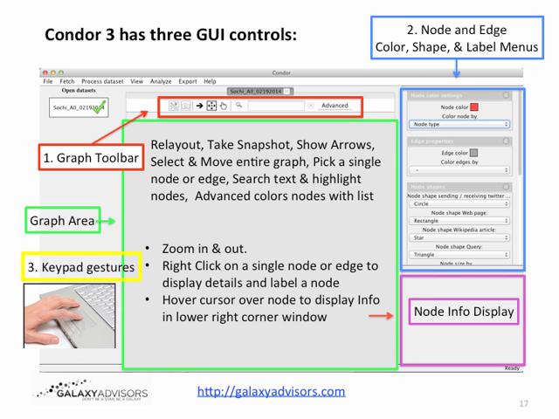Again, at this point, you can go back and use the 3 GUI menus to further explore the graph, using the graph toolbar, the side pick menus, and the keypad gestures.